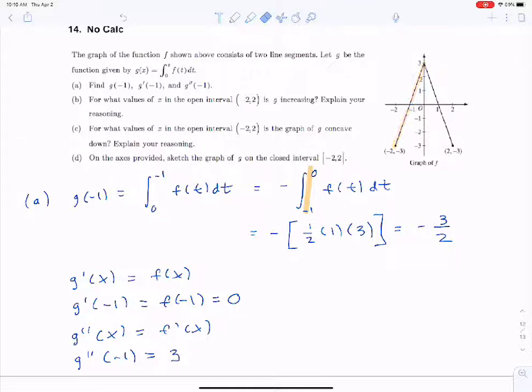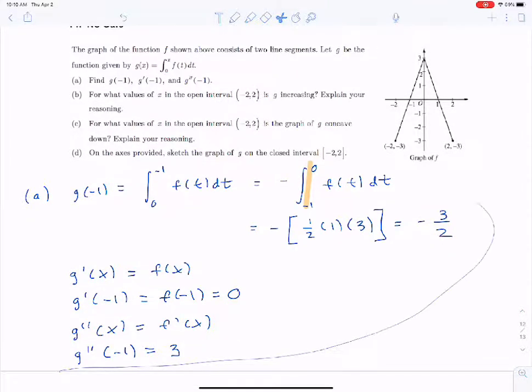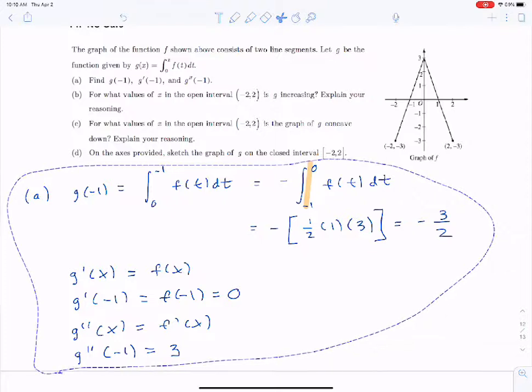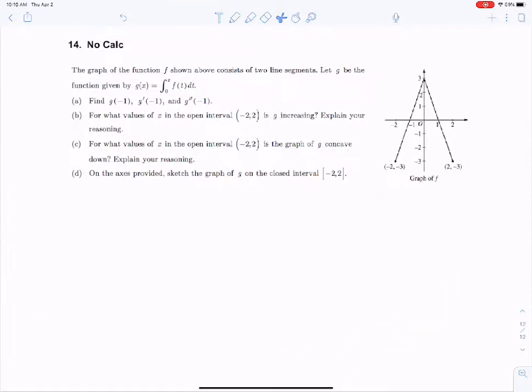Okay, then let's move on to part B. For what values of x on the open interval from -2 to 2 is g of x increasing? Explain your answer. So for where is it increasing? Before we continue, there's a question coming in.